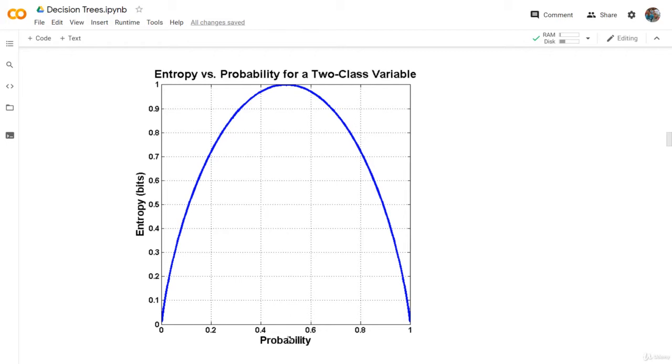So that's why, as you can see here, the entropy will be 1. This is the maximum entropy in the case of two classes, heads and tails, or 0 and 1, when the probability of 0, or heads, is equal to the probability of tails, or 1. And as you can see, this graph is symmetric, because when the probability of heads is 0.4, the probability of tails will be 0.6.